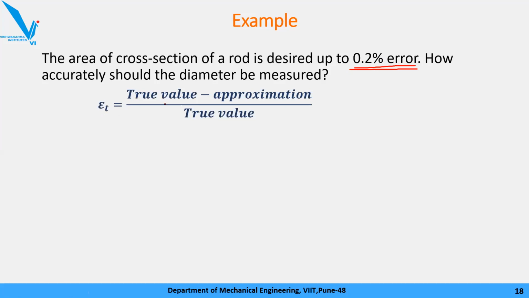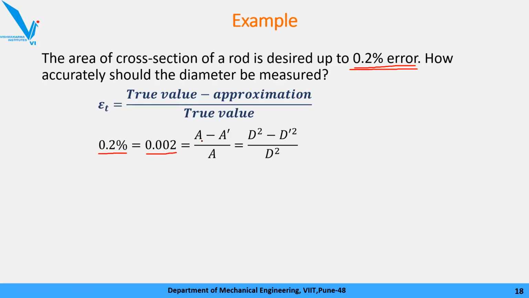So the relative error formula I told you yesterday. Please note it down: true value minus approximation divided by true value. This is the formula for relative error. So we have established that 0.2% is the given error in percentage form. I'll write it as a number, 0.002. So that much is allowed in the area.